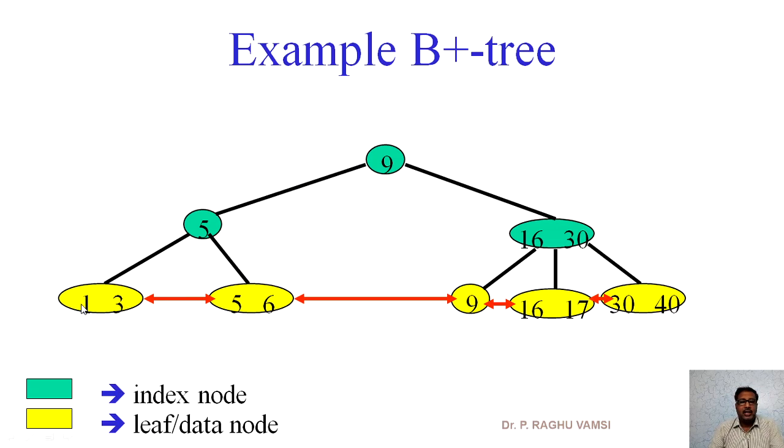That means you can traverse from this leaf node to this leaf node and to 9, 16, 17, 30, 40. If I want to go for a range search, to get the elements between 5 and 17, directly you start from 5. So what is the range you want? 5 to 17: 5, 6, 9, 16, 17. These elements will be directly printed. No need to come back and check with the root and parent. This is the advantage, thereby the number of disk accesses will be reduced compared to the B tree.